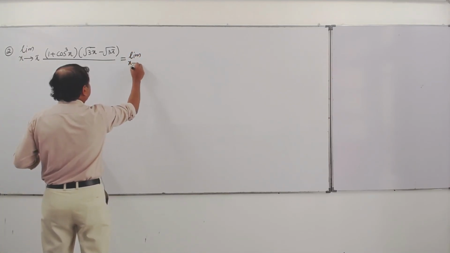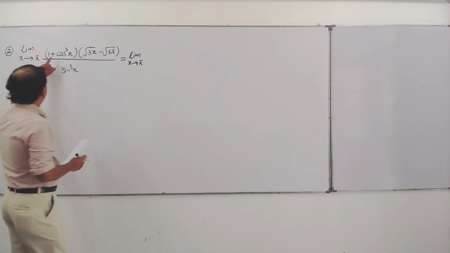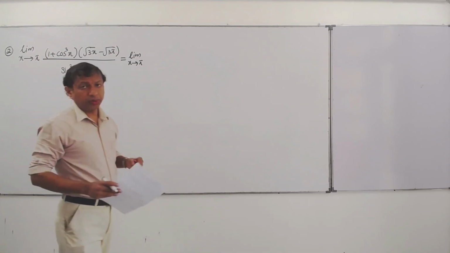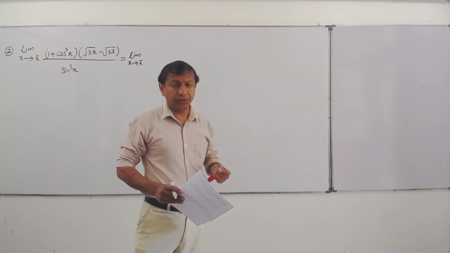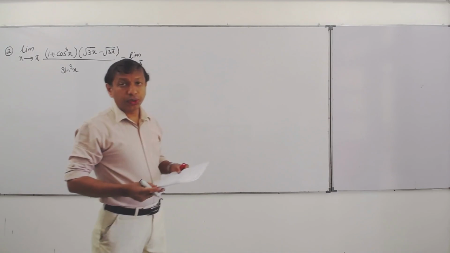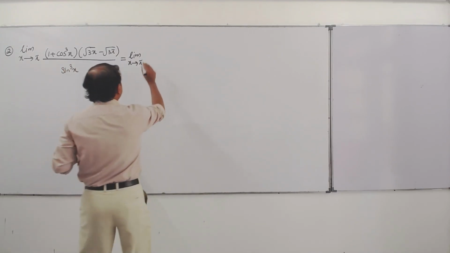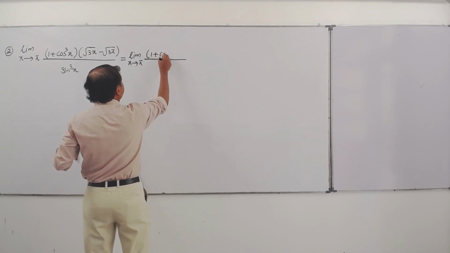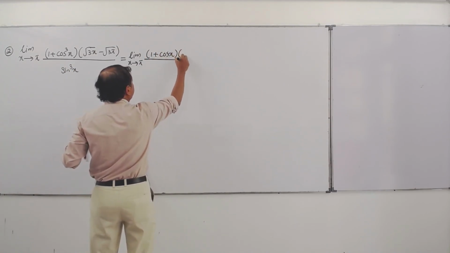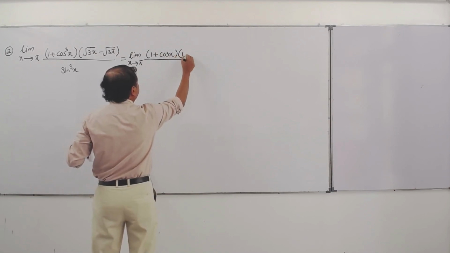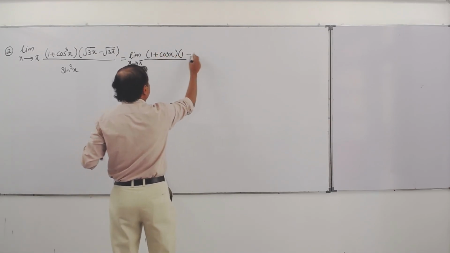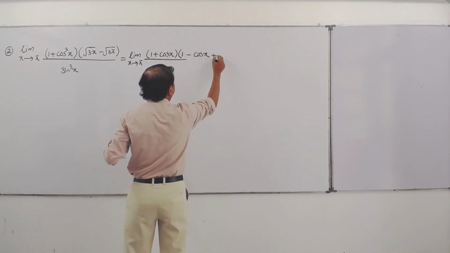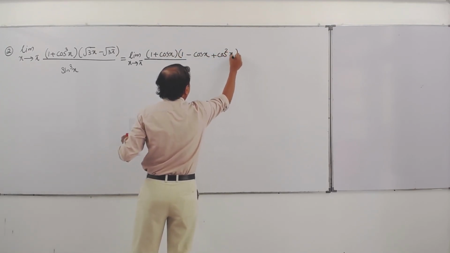limit x going to pi. The 1 plus cos cube x, this 1 I can write as 1 cube. 1 cube plus cos cube x. Considering that as a sum of 2 cubes, we can factorize. The first factor is 1 plus cos x. The second factor is 1 squared minus the product of these 2, and square of this.